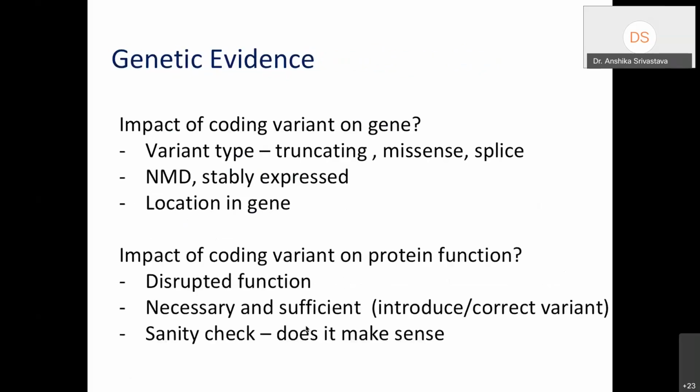And then the next would be the genetic evidence for impact of coding variant on gene. What is the variant type? Whether the variant type is truncating, missense, splice, nonsense mediated decay, or stably expressed. Where is the location of the variant in the gene? When we talk about impact of the coding variant, it is mainly on protein function. So whether it gives you disrupted function, necessary and sufficient, or introduce correct variation, and sanity checks, like does it make sense? Here I will show you an example of a CIT gene, that is citron kinase gene.